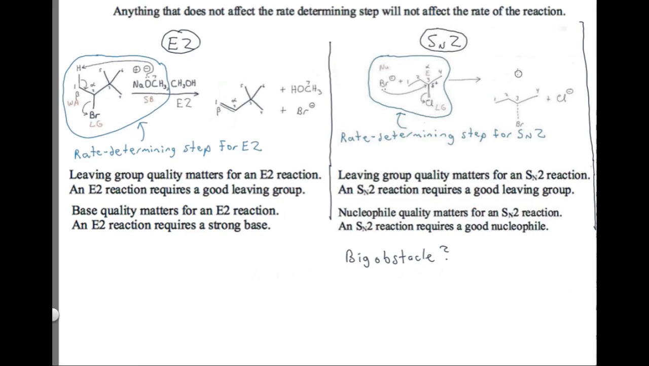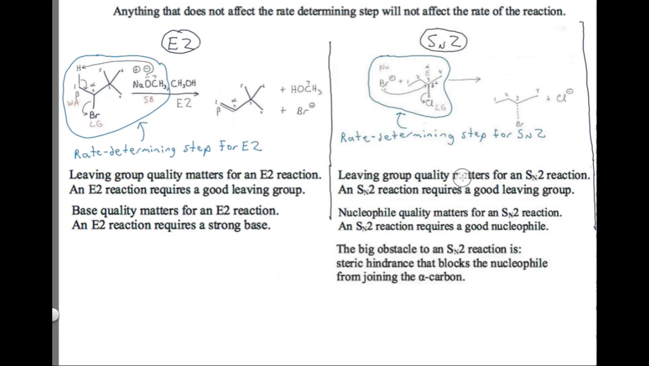Moving on, in the SN2 series, I discussed the big obstacle to SN2 reactions. What would you say is the big obstacle to SN2 mechanisms? Here's the answer. I would say that the big obstacle to SN2 is steric hindrance. Steric hindrance that blocks the nucleophile from joining the alpha carbon. Remember that steric hindrance is a fancy term for things getting in each other's way. How would you justify this statement?